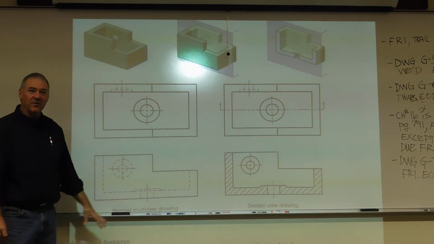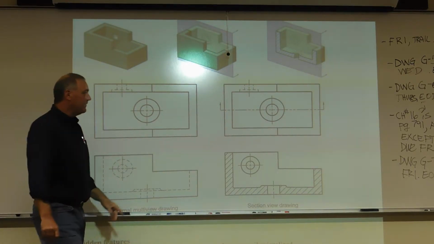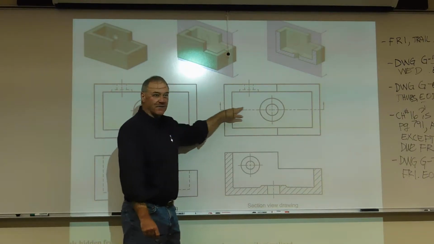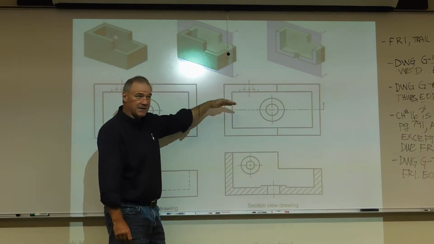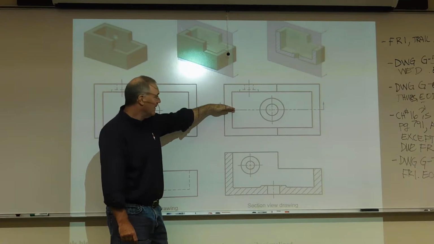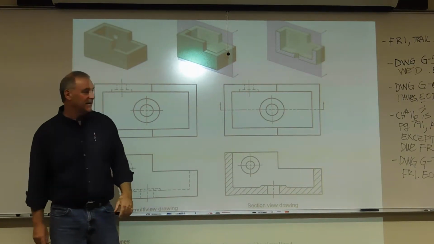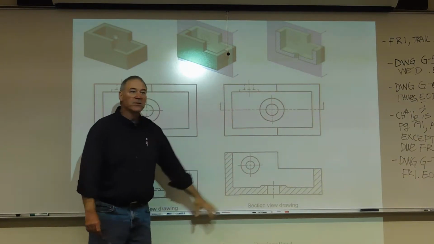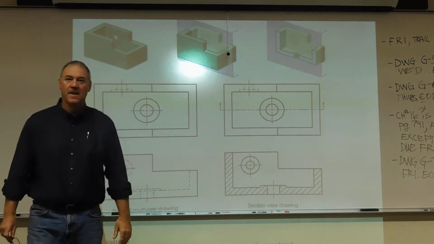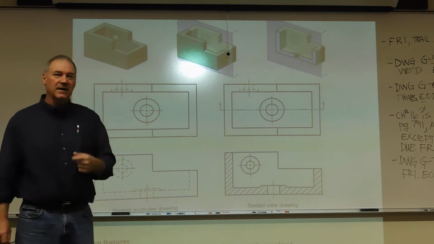So what we'll end up doing is we're going to come in and put a section line, or excuse me, a cutting plane line in this view, the top view. Now what this cutting plane line is going to show is where the cut is taken. Then we project the front view just like normal, but we project it from the cutting plane line.